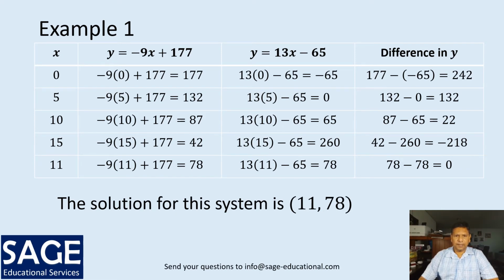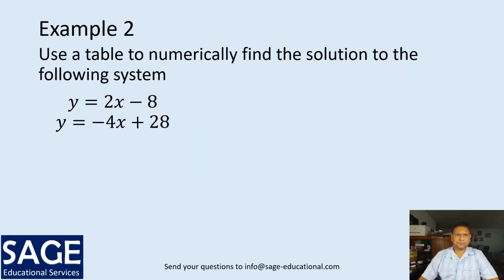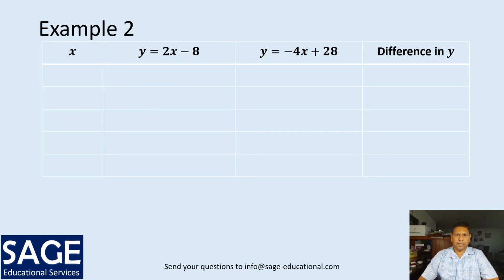Let's do another example. So here's my system of equations. y is equal to 2x minus 8 and y is equal to negative 4x plus 28. Again, start with a table. And first column is x, second column is y is equal to 2x minus 8, next column is y is equal to negative 4x plus 28, and the last column is difference in y.